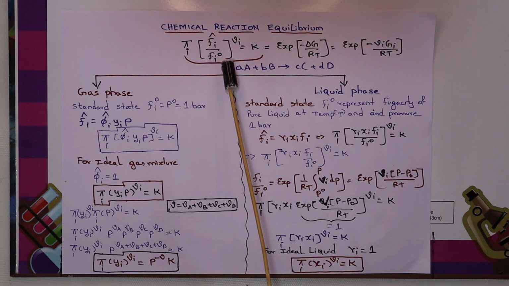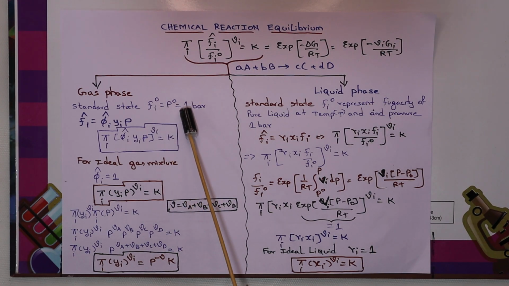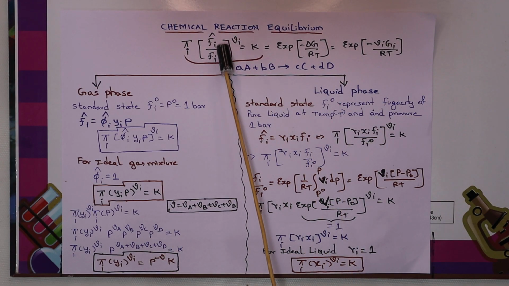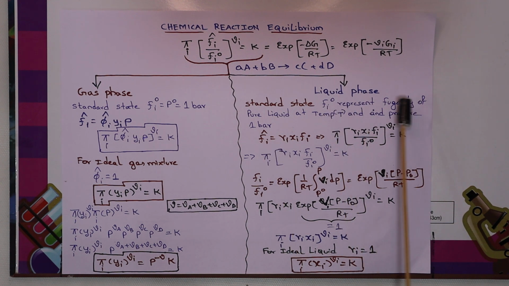And this is for the liquid phase mixtures. For the liquid phase mixtures, the standard state fugacity is not 1 bar, you have to separately calculate it. The standard state fugacity of i, that means you have to use this equation for the liquid phases. So, f_i0 represents the fugacity of the pure liquid at the temperature and pressure of 1 bar. This is the standard state that is assumed for the liquid phases.